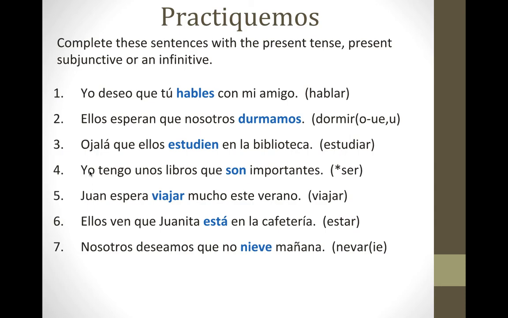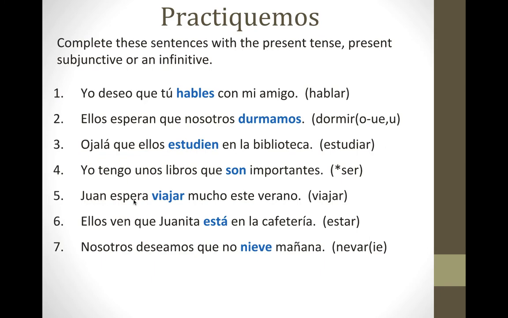Okay, number 4 says in English, I have some books that are important. Okay, I have these books. There's nothing weird about this. That main clause verb, to have, is not weird. I have these books. I know it. It's a fact. So I cannot use subjunctive here. You should have had, yo tengo unos libros que son importantes.